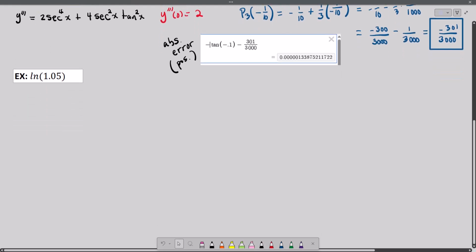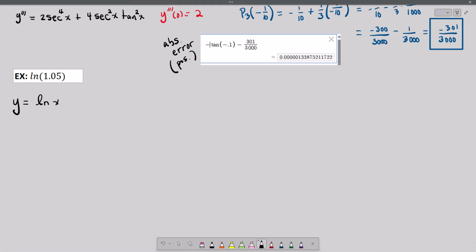Okay, so let's try, well, you all try this one. So here, your function is going to be the natural log of x. And what do you think we're going to use for our center in this case? 1. The number closest to 1.05 that you can easily evaluate log and its friends at. All right, so try that one. N equals 3. P sub 3, third derivative, yes.